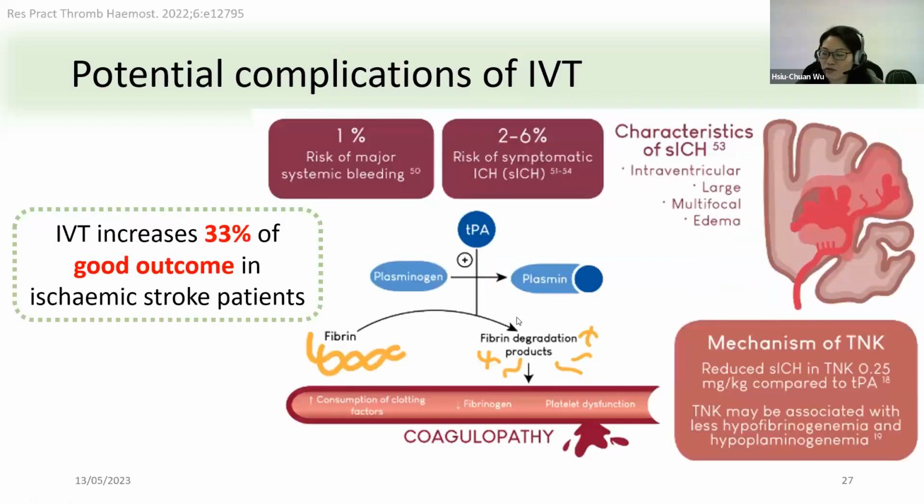But of course, this kind of treatment, for example IVT, intravenous thrombolysis, will increase the chance of good outcome by 33% in ischemic stroke patients. But it also has its complications. When you reopen the blood vessel, it may cause bleeding, but the risk is not as high as the benefit you will receive. So nowadays, the guidelines still consider IVT the standard and the best treatment for acute stroke.